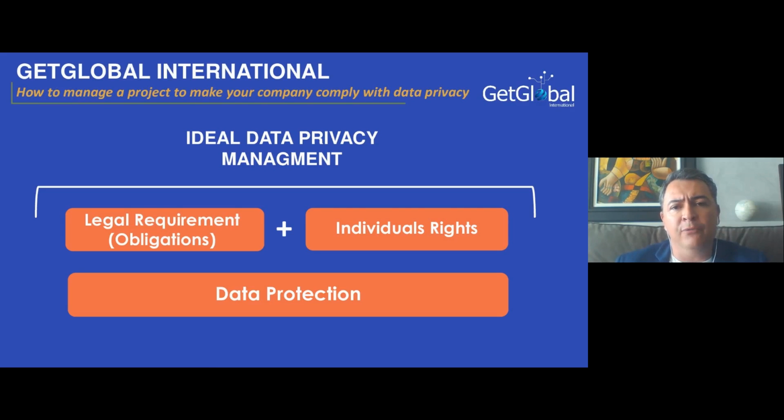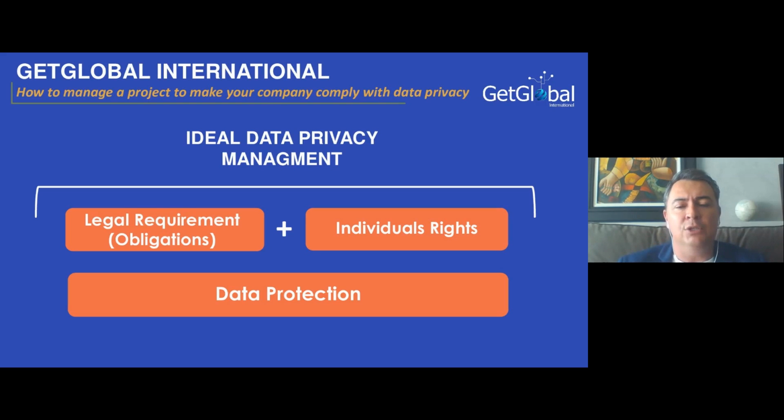But anyway, if we try to draw an ideal data privacy management program, we would definitely have to think about three major things, such as the legal requirements. Any data privacy law will have different legal requirements, legal obligations. For example, the GDPR requires you to have a lawful basis to process personal data. So that's a legal obligation that you have to comply with.